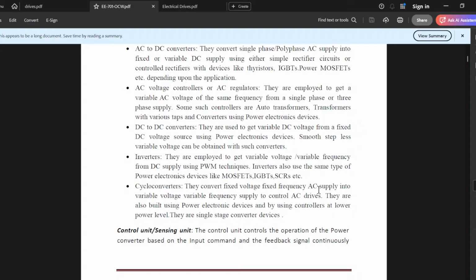50 hertz. Now you can change it into 100 volts, 30 hertz, 100 volts, 60 hertz, sorry, 150 volt, 60 hertz. It depends on you. You can use a cycloconverter for that. So we have fixed AC to AC.